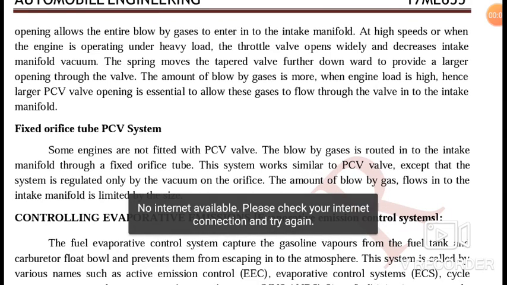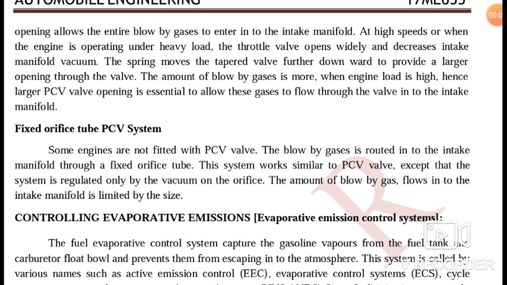Good morning, students. Now one more video. We have one more system which is used to control pollutants emitted into the atmosphere. The first one is the fixed orifice tube PCV system.